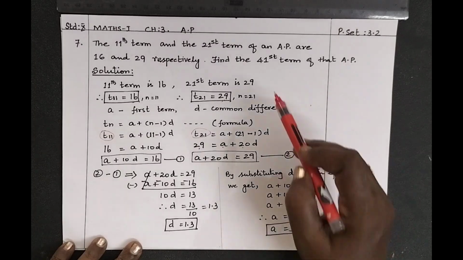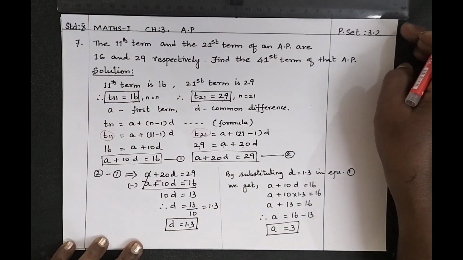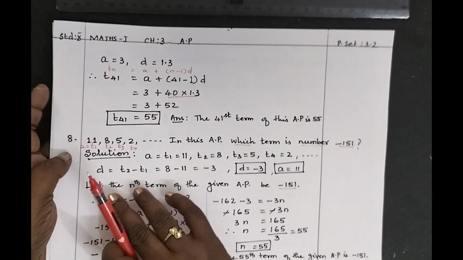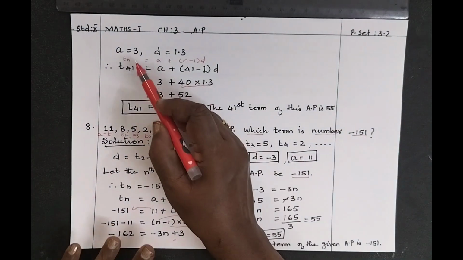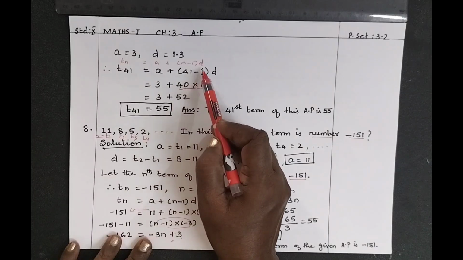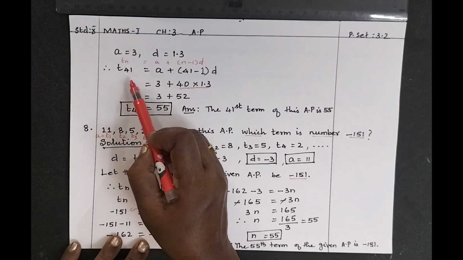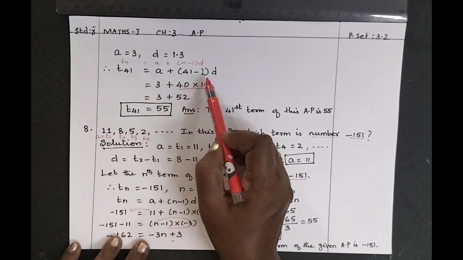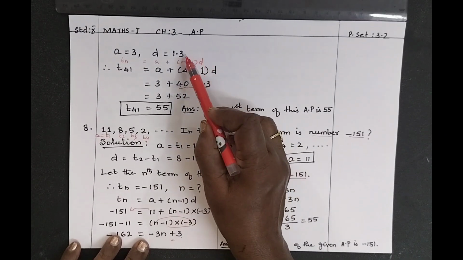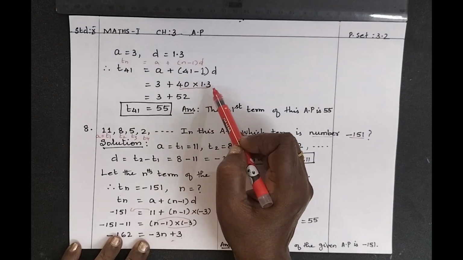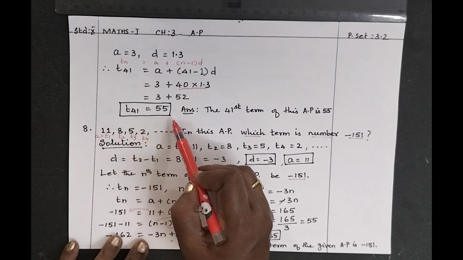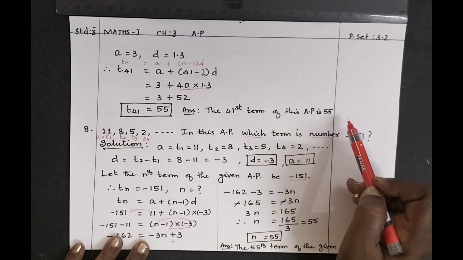Now A is 3 and D is 1.3. The sum is not over. We have to find out the 41st term of that AP. So let us write here: first term A is equal to 3, common difference is 1.3. Write the Tn formula: Tn equals A plus N minus 1 into D. Therefore T41 is equal to A plus 41 minus 1 into D. Now substitute the values. A is 3, 41 minus 1 is 40, and D is 1.3. First you multiply these two, that is 52. So 3 plus 52 is 55. So T41 is 55. The answer is the 41st term of this AP is 55.